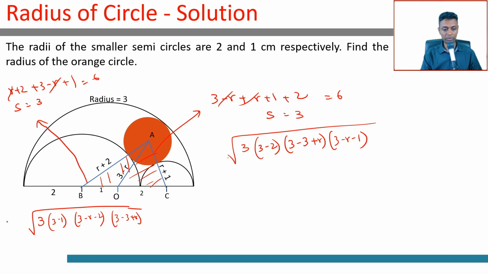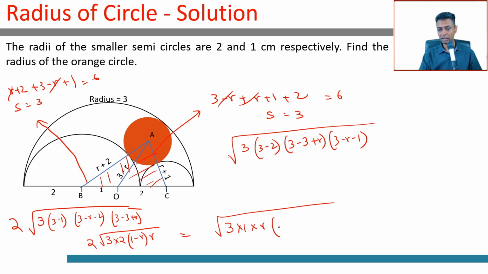This number should be 2 times this number. And so 3 minus 1 is 2. So 2 times square root of 3 into 2 into (1 minus r) into r equals square root of 3 into 1 into r into (2 minus r). 3 minus r minus 1 is 2 minus r. Straight away we can say that this will get cancelled and then r will get cancelled. Obviously the better way would be to square both sides.